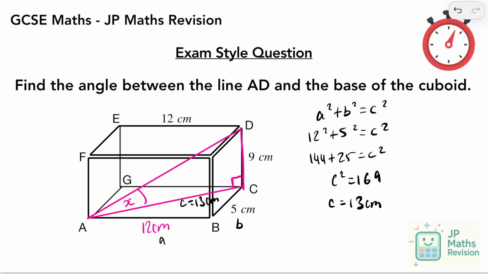So if we look at this as a right angle triangle, I have the opposite and I have the adjacent. So I could therefore use tan again. So I could say tan X is opposite over adjacent, so that's 9 over 13, and X is therefore tan to the minus 1 of 9 over 13, which is 34.7 degrees. So the answer to this question is 34.7 degrees.